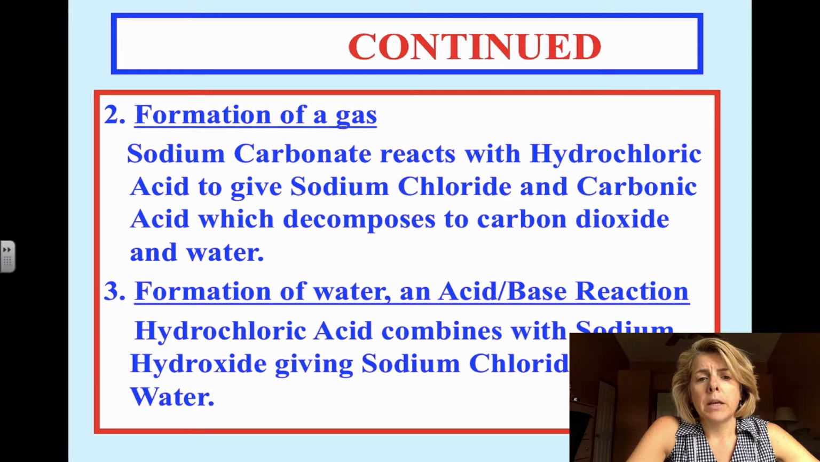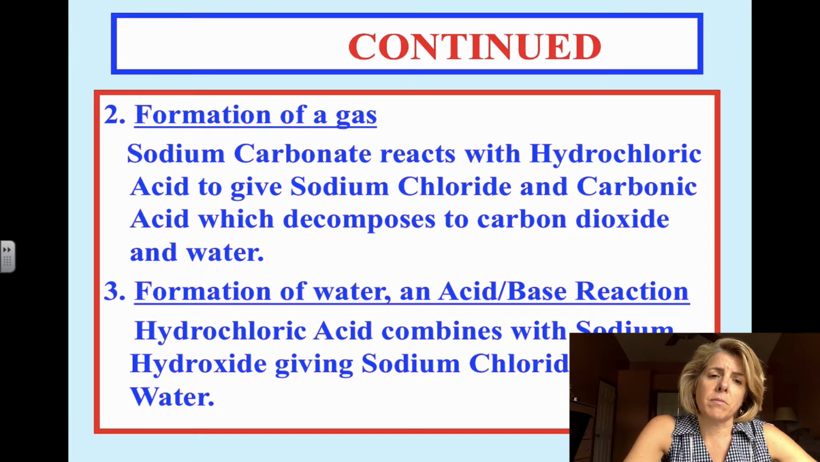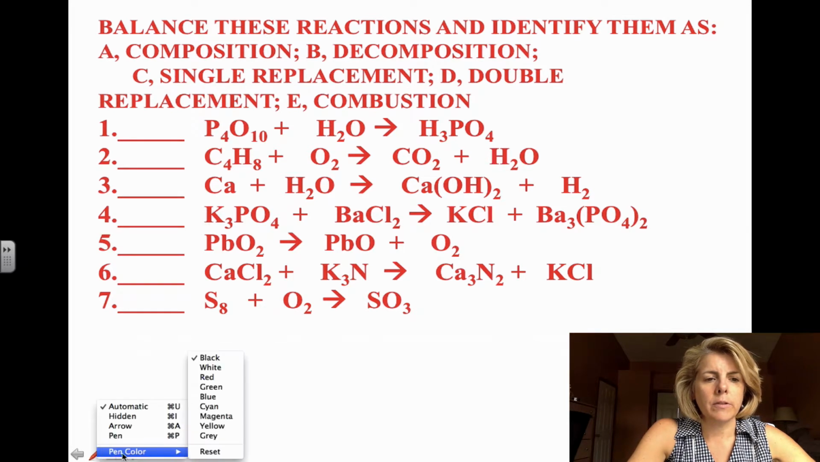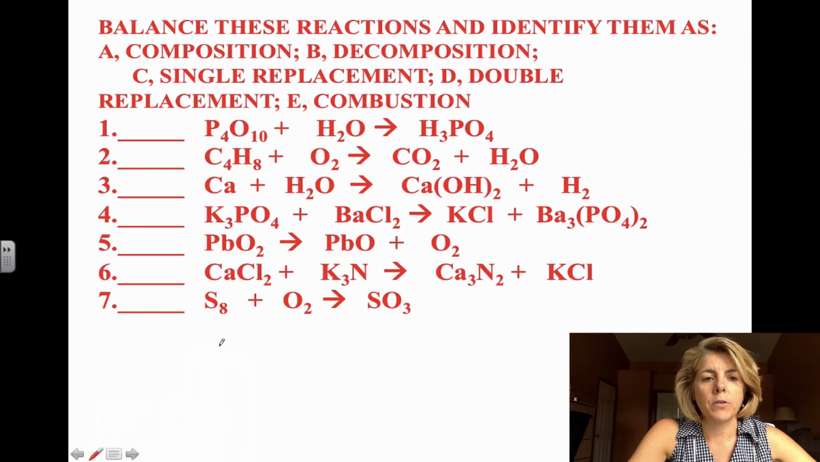Another type is essentially an acid-base reaction. Now we haven't really talked about acid bases, so I'm not so concerned about that, but you could get production of water in a double displacement reaction. Okay, so what we're going to do is look at these equations here. We're going to balance them first, and then we're going to decide what type of reaction it is.